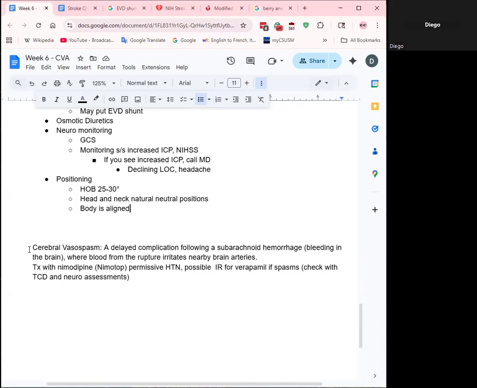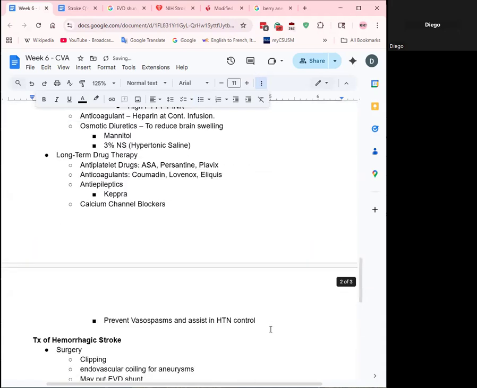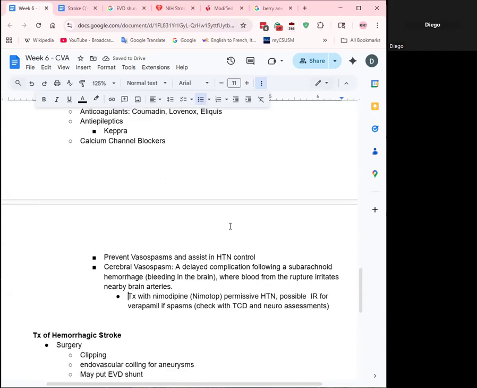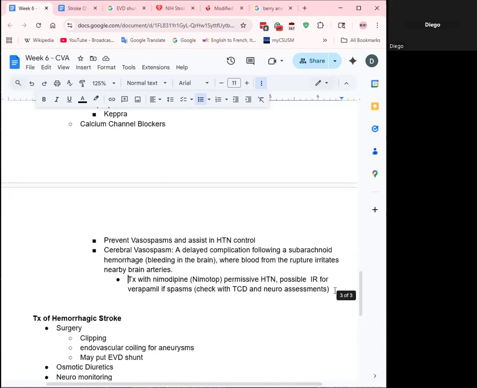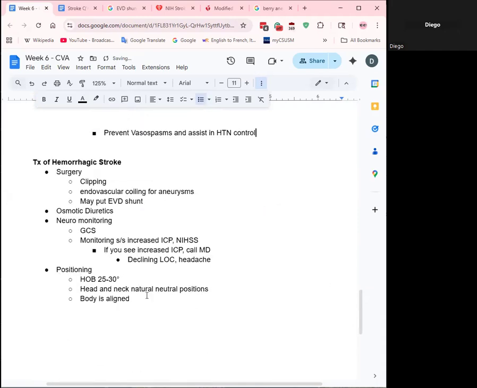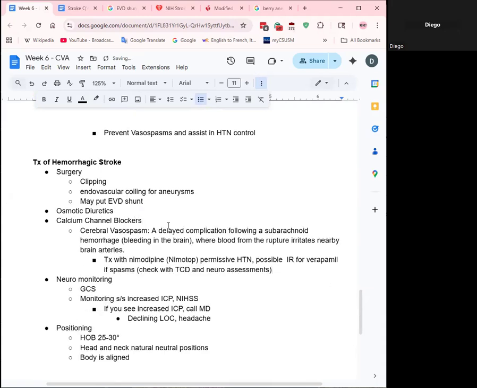And here, this is what I was referring to before, over here, the explanation of the vasospasms. So cerebral vasospasm. This is put under ischemic stroke, so this would be more like, put it right here. Calcium channel blocker. Basically the same thing though.